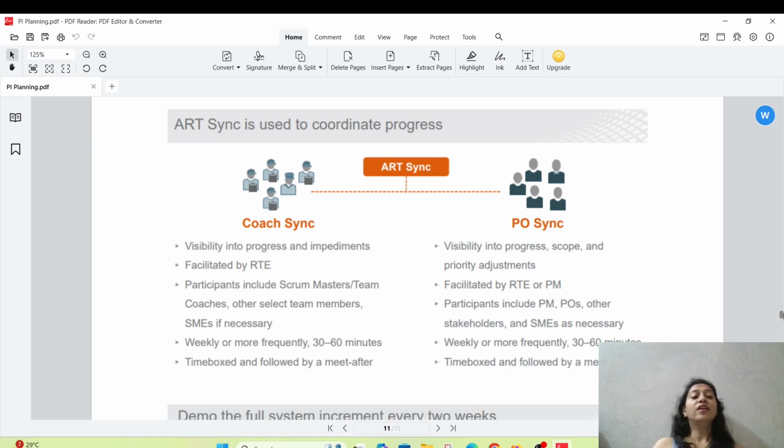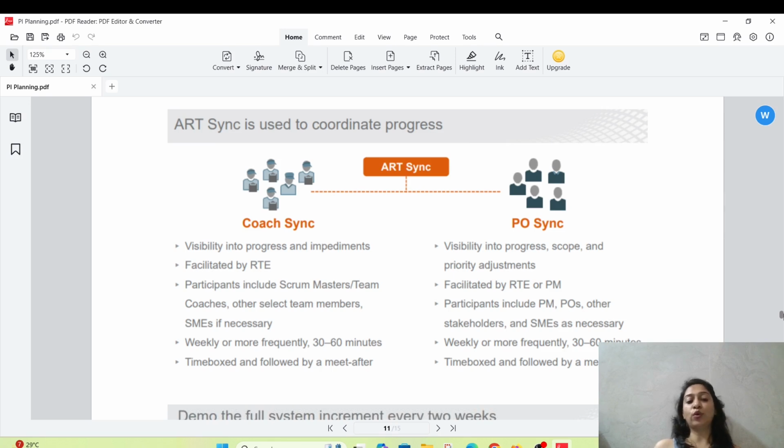You can see more in brief that ART sync is used to coordinate progress. That is ART sync. Coach sync means what? A scrum master or coach. Then the PO sync, that is the product owner. They should be in sync. Then only is the team in sync always, right?